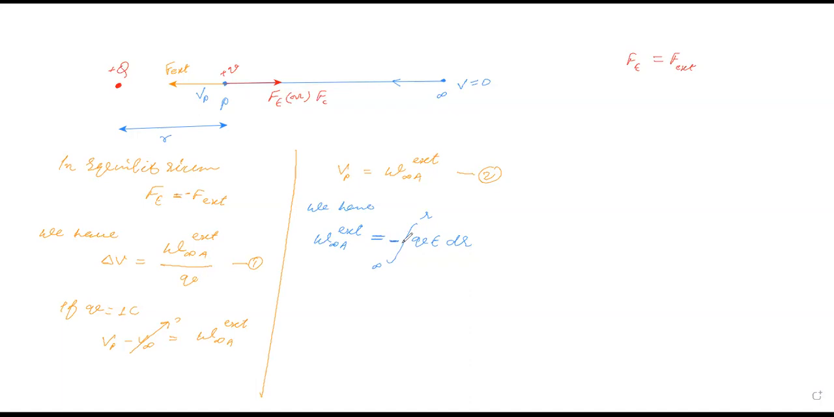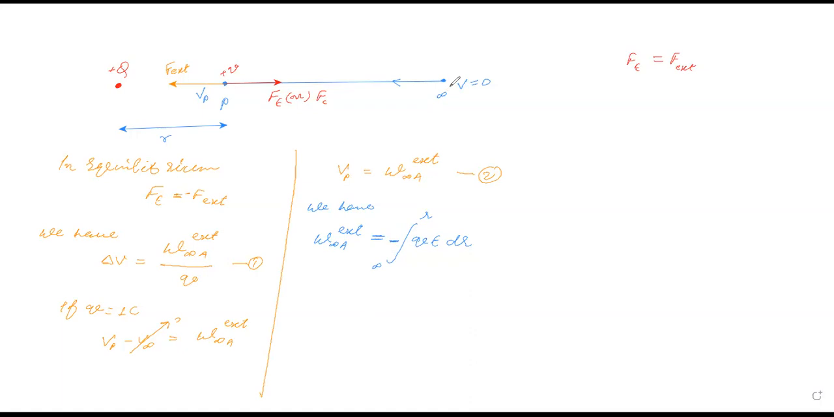Remember that this negative sign represents that we are carrying this unit positive test charge from infinity to point P, against the electric field. Your separation from the plus Q charge is decreasing. Are you clear or not?